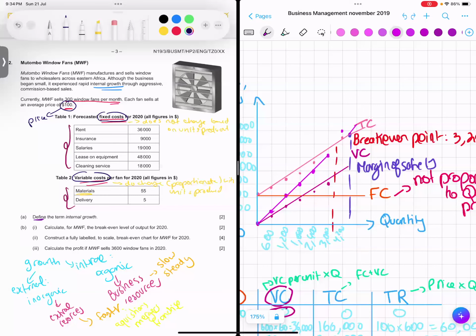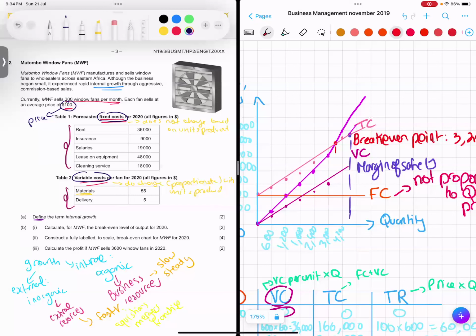Make sure you make these with a ruler in the exam, guys. 3,250. Okay, so this is the break-even point. This is the margin of safety, guys. See, this can be quite messy for a student. So now I'm just going to explain margin of safety really quickly so we can continue. But yeah, so what is the margin of safety?